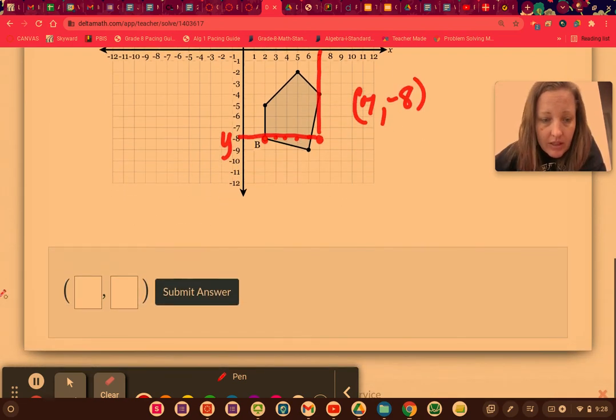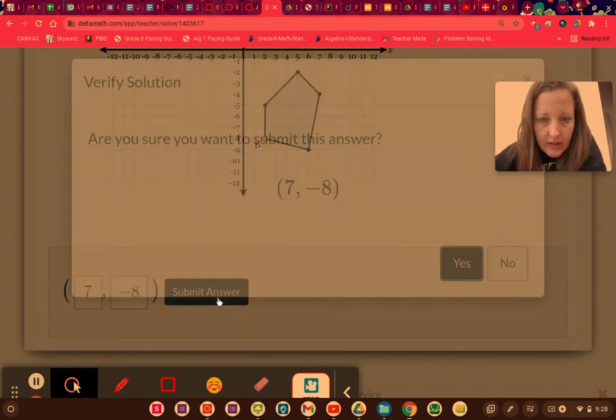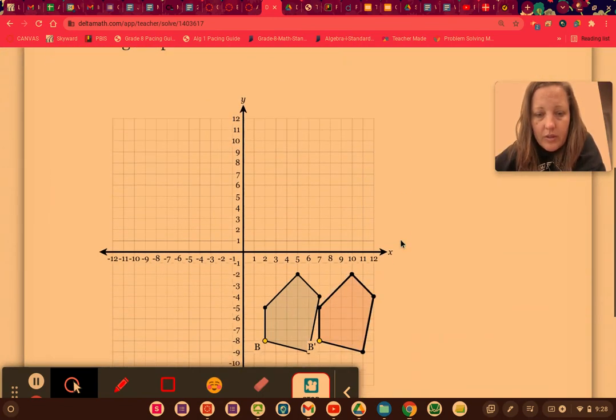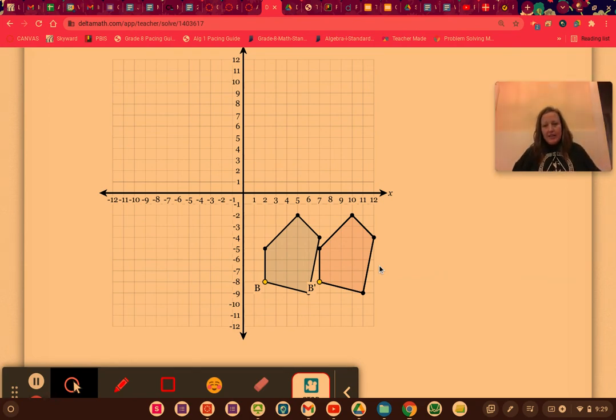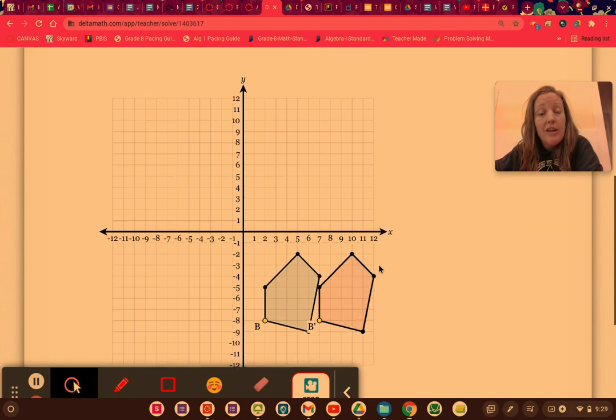So I'm going to come down here. It's an ordered pair. Clear that. 7, -8. I'm sure. Yes, I am. Oh, beautiful. Okay, great. There you go. It just shows it. So I think that section will be pretty easy for you to do when you look at it.